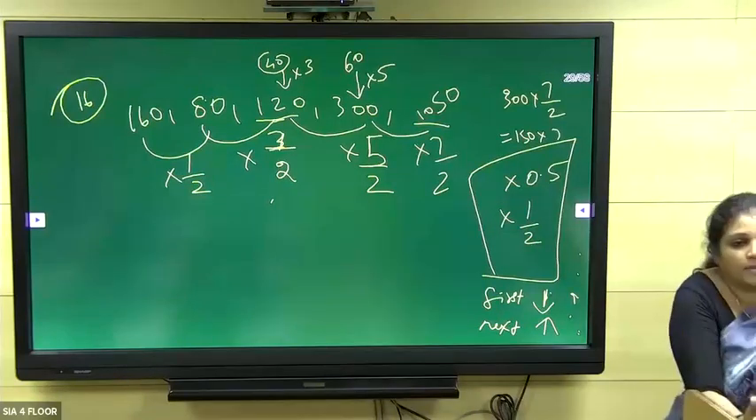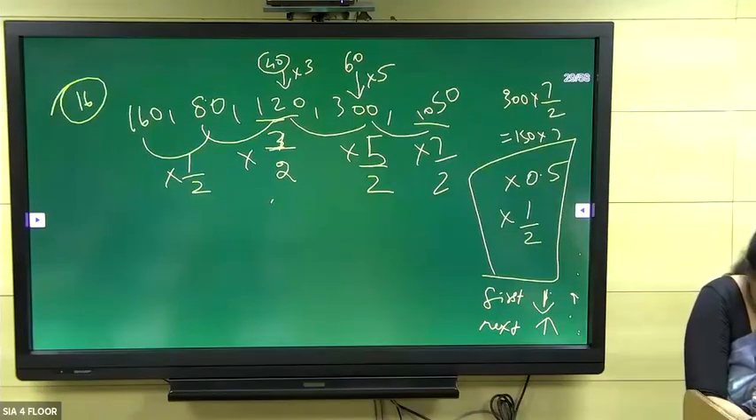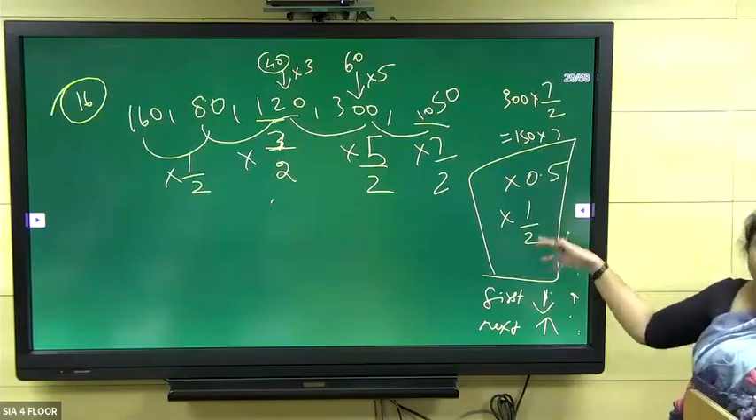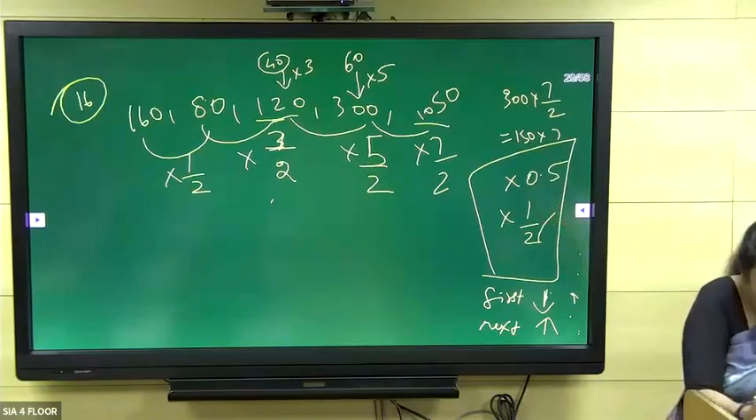What I'm trying to explain about this problem is, if the first number alone is decreasing, and after that the other numbers are increasing, then most of the time the format is going to be like this only. Fine.